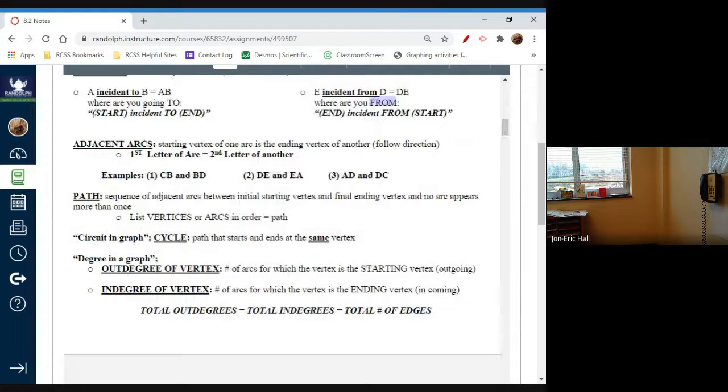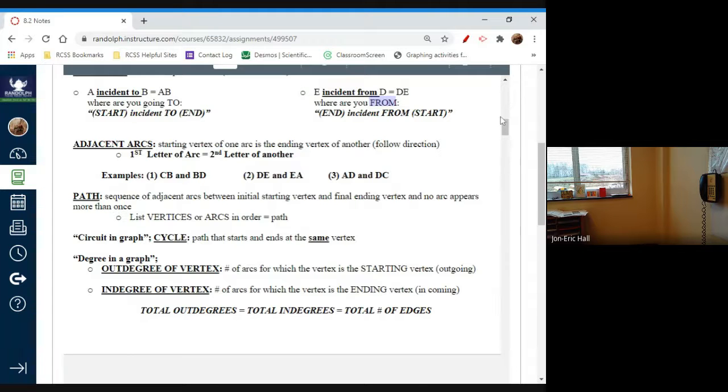Adjacent arcs. An adjacent arc is when the starting vertex of one arc is the ending vertex of another. So the first letter of one arc equals the second letter of another. Here are some examples of adjacent arcs. CB and BD. Why? One ended with B, the other started with B. DE, EA. Why? Ended with E, started with E.